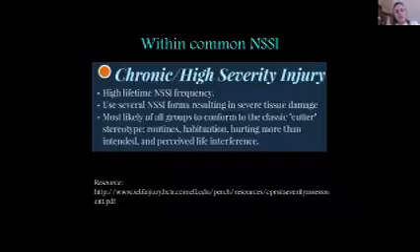And then the chronic high severity injury class is the one probably all of us associate most strongly with the classic cutter stereotype. So these are people who have high lifetime frequency. They use several forms resulting in severe tissue damage. And so the cutting is in there. Burning the tissue, really intense punctures, or embedding, kinds of things that really could inadvertently result in death. They're most likely of all the groups to conform to the classic stereotype, so they tend to have routines that they could tell you about.